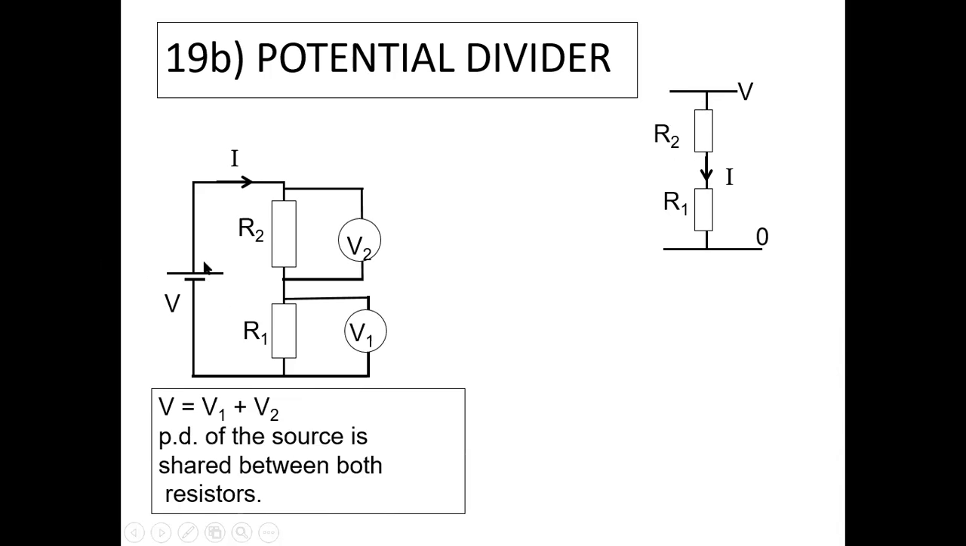You need to know that the battery doesn't have any internal resistance. So that V is just V1 plus V2. And then V1 over the whole V is R1 over R1 plus R2. It's just a ratio, because the current is the same. With the same current, V1 divided by V2 is R1 over R2, which you can show. It's just IR1 over IR2. The I will cancel off.